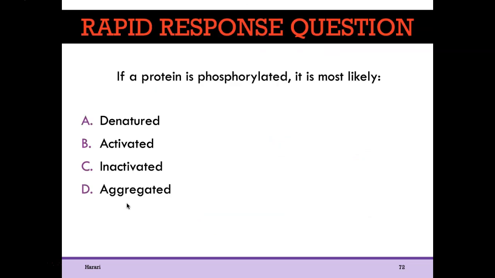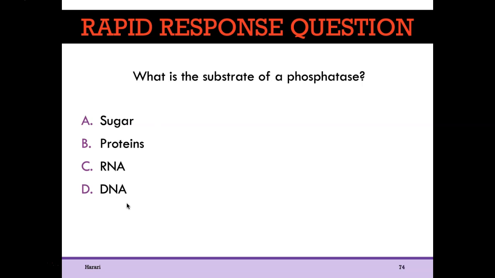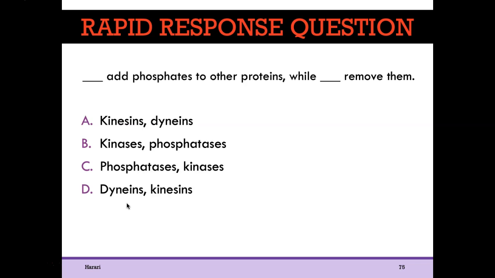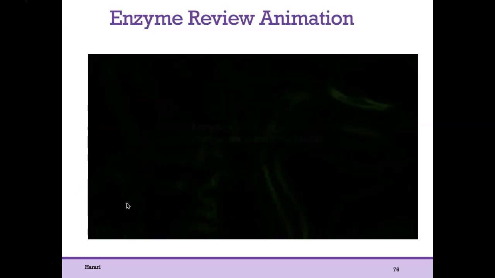So I'll pause here. The answer is B. The answer to this one is C. So pause here. And the answer is B. And let's do this last one for now. The answer is B again. Great.